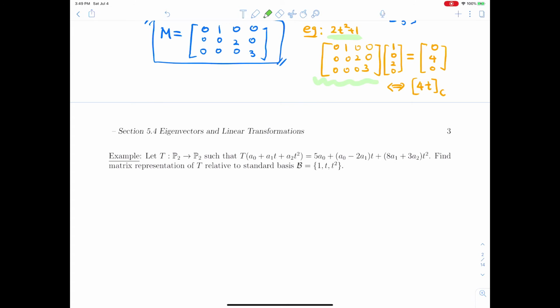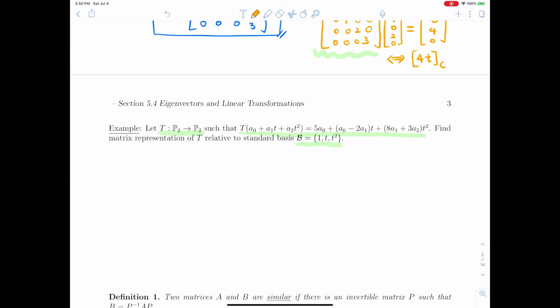So let's look at another example of that kind of thing. Suppose that T is the linear transformation from P2 to P2 given by this formula. Let's pause the video and try to find the matrix representation of T relative to the standard basis B.